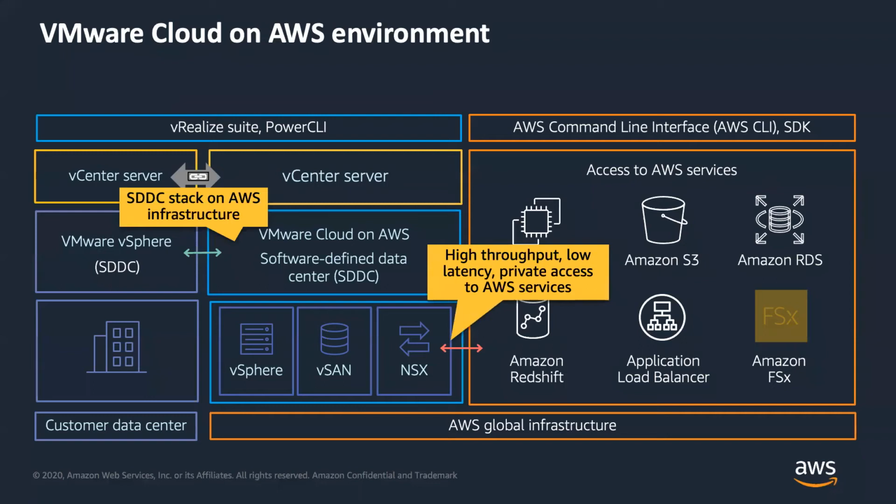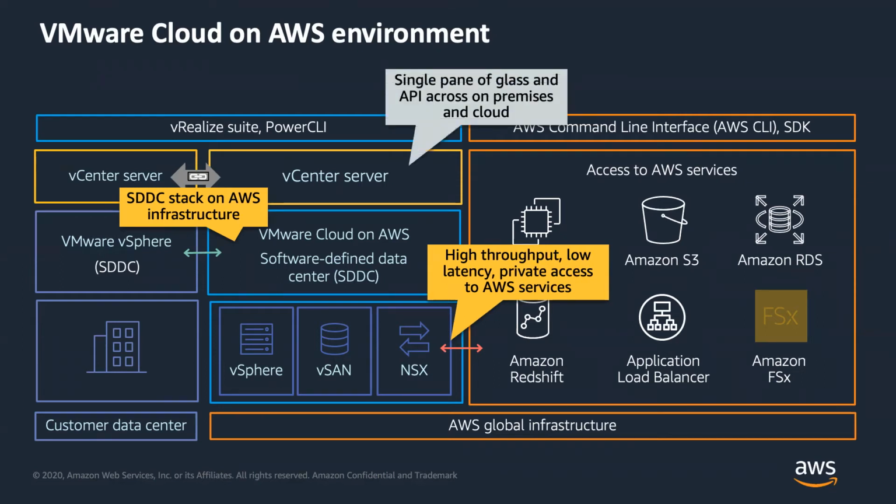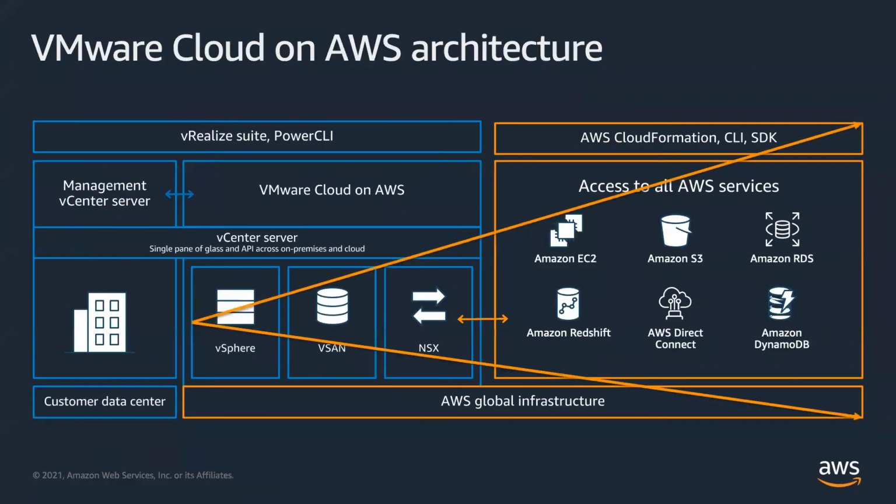After that, what we do is we put a high throughput, low latency private access to all the AWS services. And that is how simple it is, and I will walk you through how we spin up the SDDC on the cloud. Once that is done, you basically have one pane of glass and access to all the APIs that are available on premise and the cloud. So it is a way for customers to get onto AWS because it is running on top of the global infrastructure. Today, VMC as a service is available in 17 regions globally.